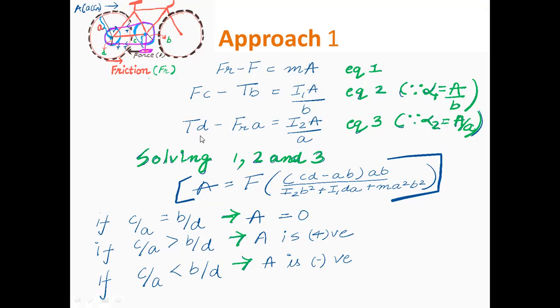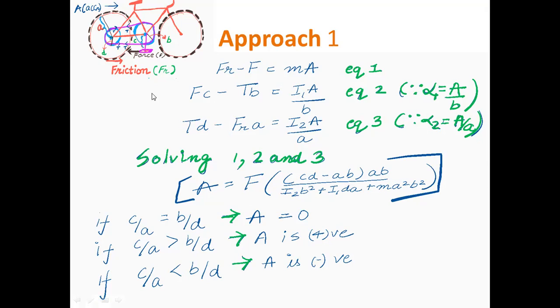Similarly, I've written the equation for the rear sprocket. Now using these three equations, I have derived a formula for acceleration. Capital A is acceleration, and this comes out to be F(CD minus AB) over the rest of the expression. Now if you read this expression, you would see that everything is positive. AB is positive, I2, I1, everything is positive. The only thing that can go negative is CD minus AB. So overall, if you want this expression to be positive, CD has to be greater than AB.